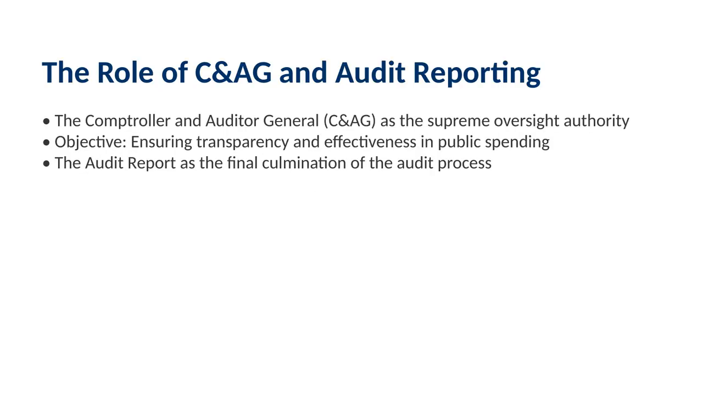Finally, we will look at how all these findings culminate in the audit report. Keep this roadmap in mind as we move forward. This chapter is all about understanding how the Comptroller and Auditor General, or the C&AG, ensures that public money is spent effectively and transparently. Let's get started.